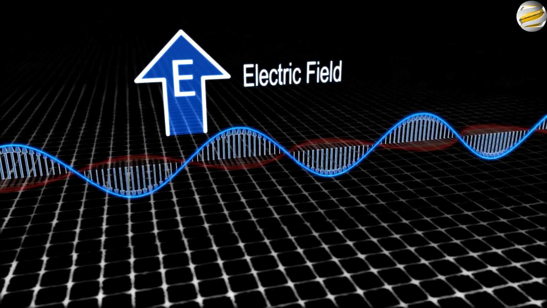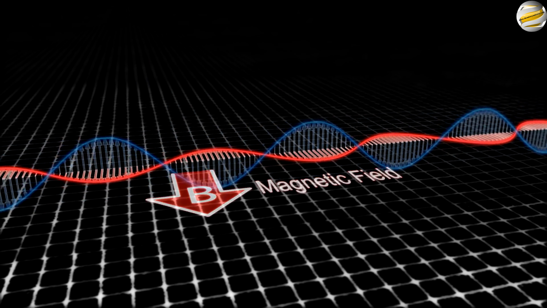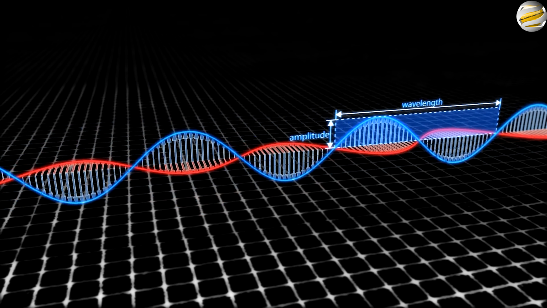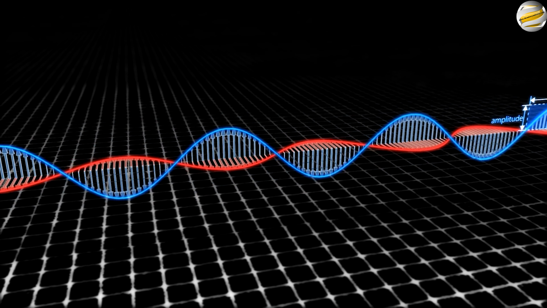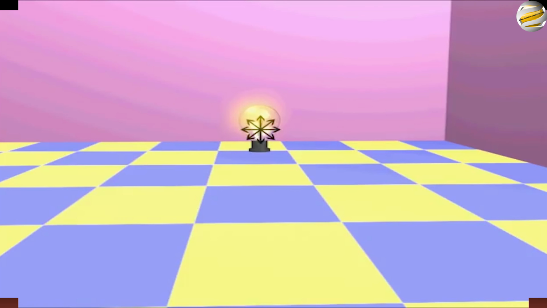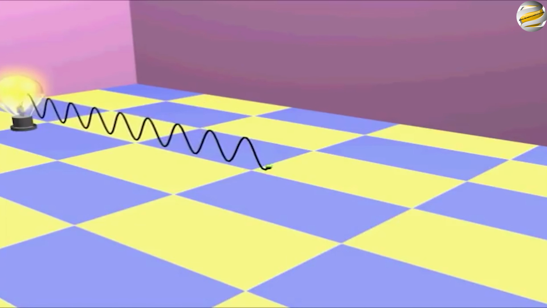Light is an electromagnetic wave where the electric and magnetic fields are oscillating perpendicular to the direction of movement of light. Light from a source vibrates in many planes. Light vibrating in many planes is called unpolarized light. However, it is possible to make light vibrate in only one plane.